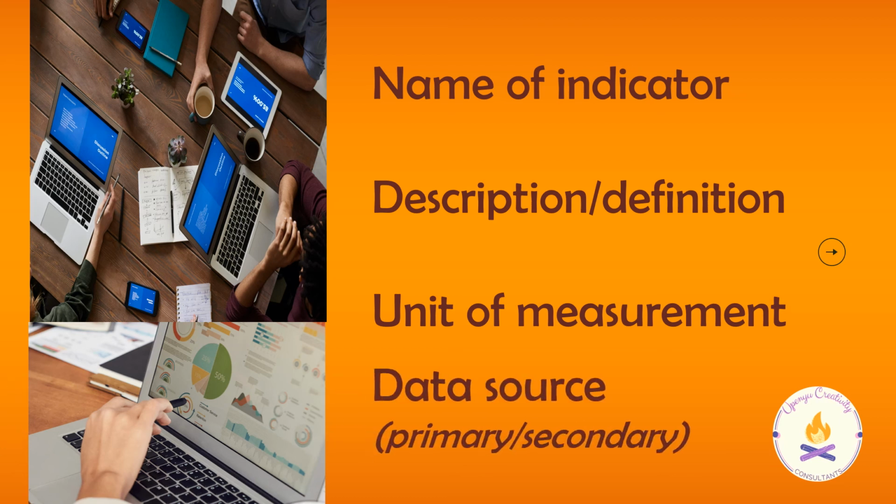And then your data source. Where is the information for the indicators coming from? Is it coming from a primary source, like the person who is working or dealing with it on the ground, or is it coming from someone else who has been reported to, and then they report to the M&E team?